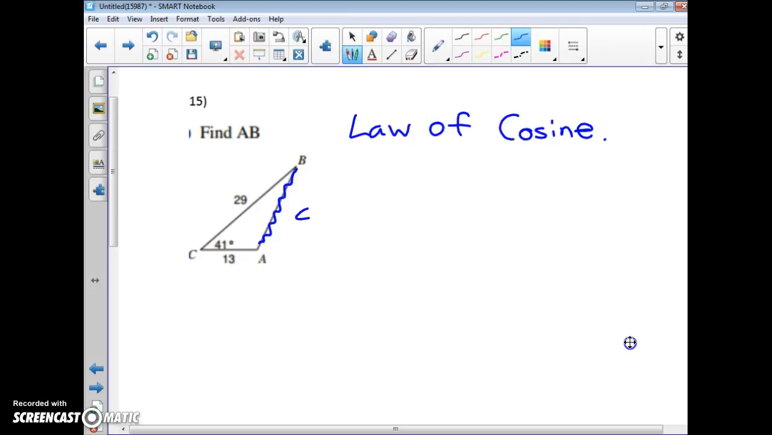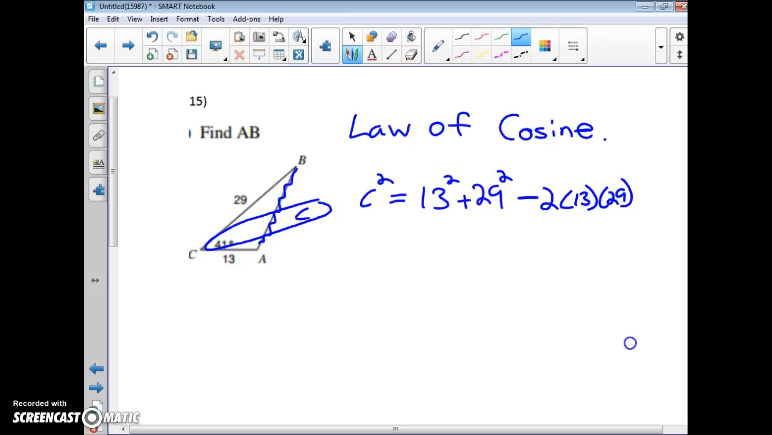Remember, this side and this angle are very closely related to one another. So I'm going to put the side that I want to know, and we'll square it, equal to the other two sides that I know something about, and we'll square those. From here, it looks very similar to the Pythagorean theorem, but now I throw in a little bit of extra: minus 2 times 13 times 29 cosine of, and remember the angle that goes here is the angle that's across from that side. So that's going to be cosine of 41 degrees.